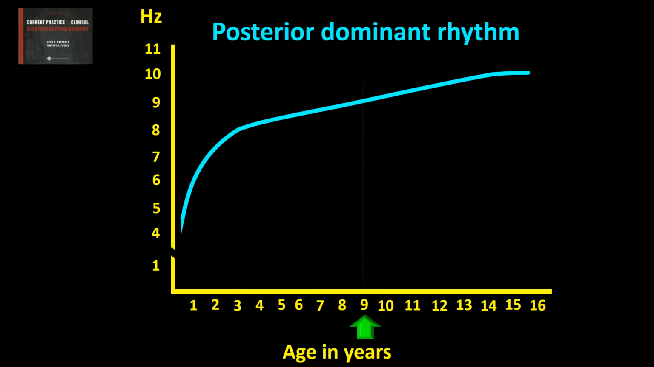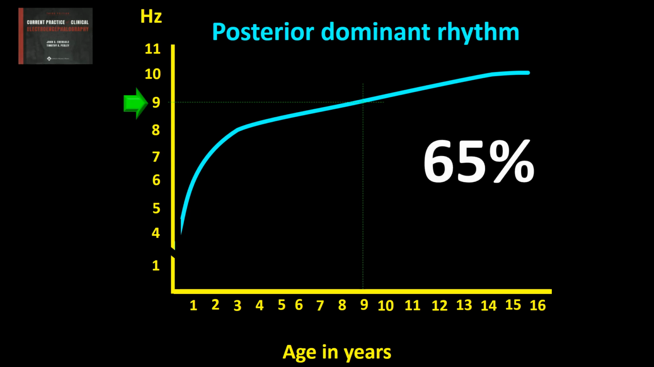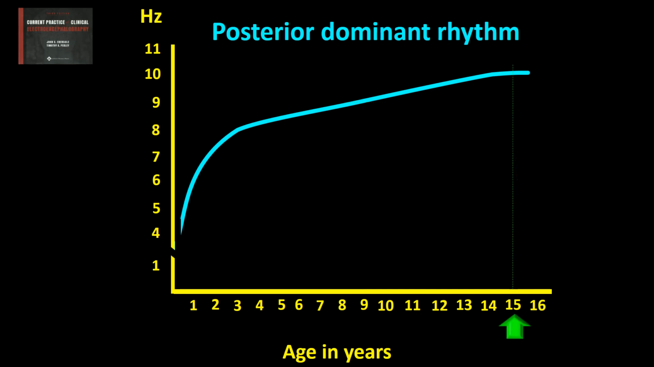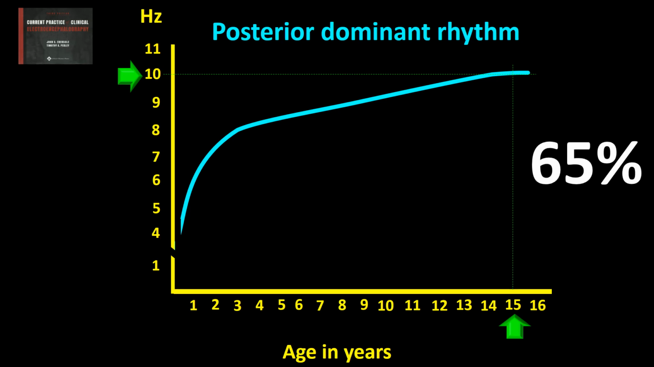By 9 years, 9 Hz mean alpha is present in 65% of normal children. And by 15 years of age, 10 Hz is reached by 65% of healthy teens.